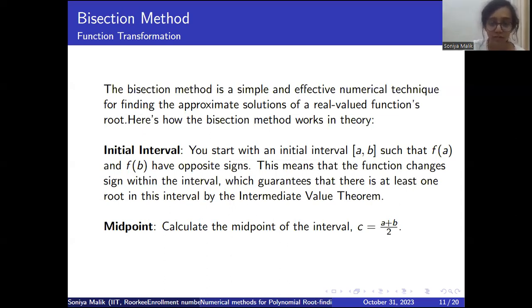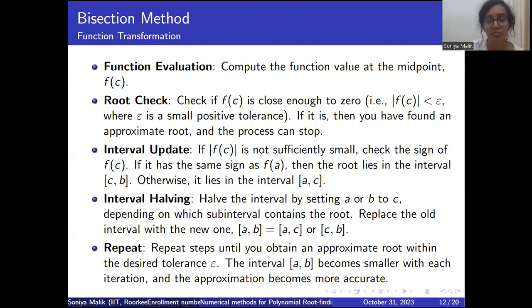So if f(a) and f(b) have opposite signs, this means that there is a root in the interval. Then we calculate c, which, as the name suggests, bisects the interval a and b. So c is equal to (a plus b) by 2. Then we calculate the value of the function at this point. If it is equal to 0, then this is the root. And if it is not equal to 0, then we will check the signs.